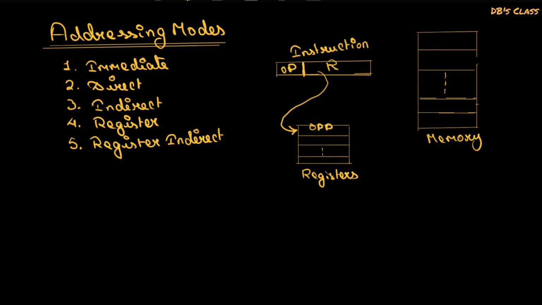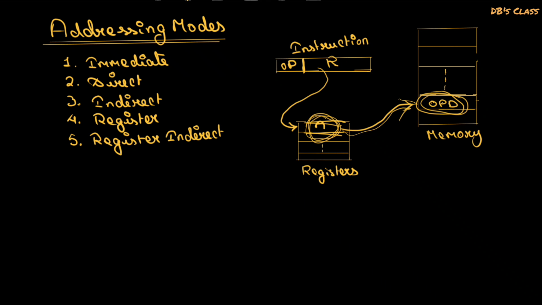Now the last one, register indirect. Here again the instruction refers to a register, but in this case the register holds the address of a memory location which holds the operand. So in the last addressing mode, register indirect, the instruction holds the name of the register which contains the address of a particular memory location where the operand can be obtained.